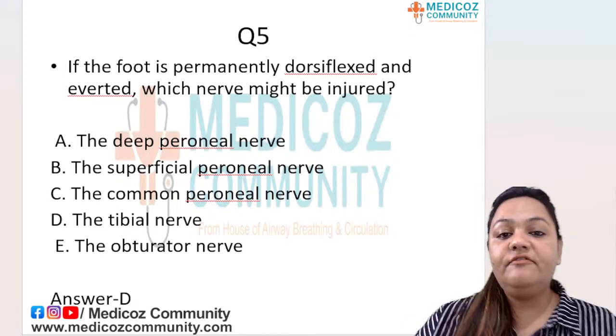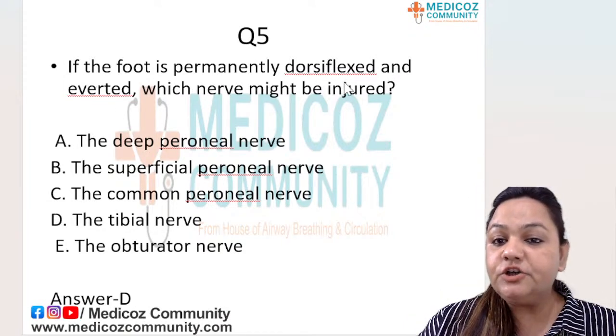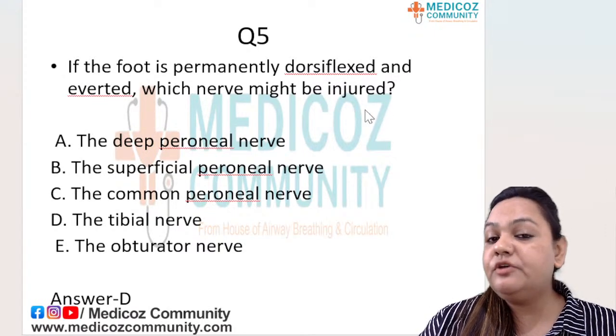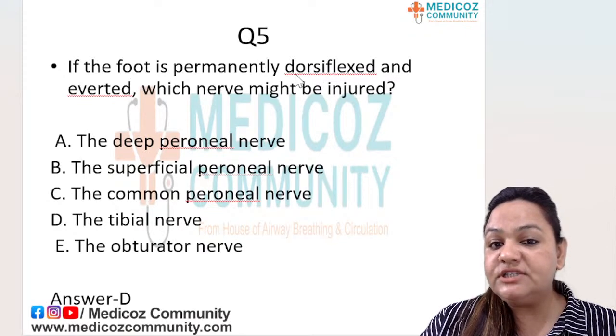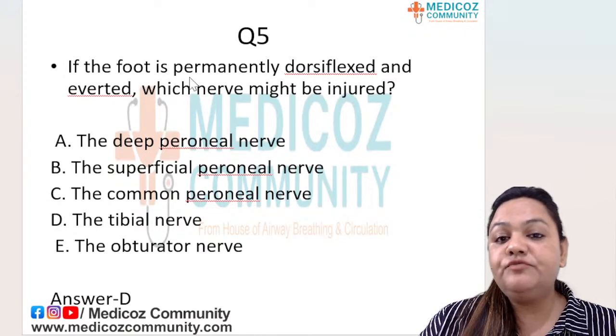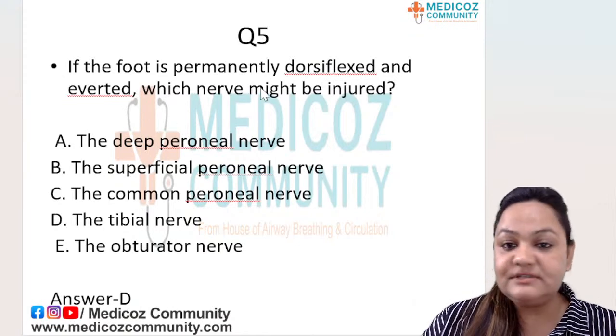Question number 5: if the foot is permanently dorsiflexed and everted, which nerve might be injured here? So we have a condition here. The patient has a dorsiflexed and everted foot. So we just need to find out which nerve is injured here.